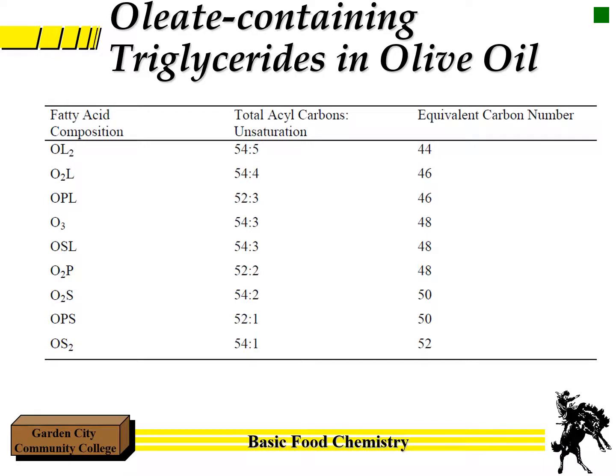So you can also look at OE8 containing triglycerides, for example, in olive oil. And so you can look at the different fatty acid compositions that are there, total acyl carbons and unsaturation that's there. So the 54, 52, 1, 2, 3, 4, 5 number, and the equivalent carbon number that we're looking at.